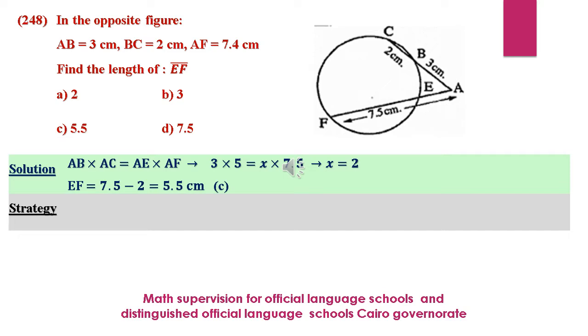AB times AC equals AE times AF. So 3 times 5 will equal AE times 7.5. So AE will equal 2 centimeters. As a result, EF will equal 5.5 centimeters, since 7.5 minus 2 equals 5.5.